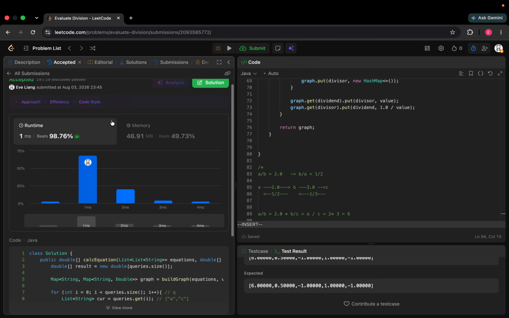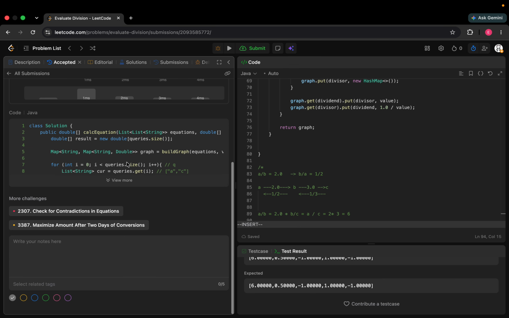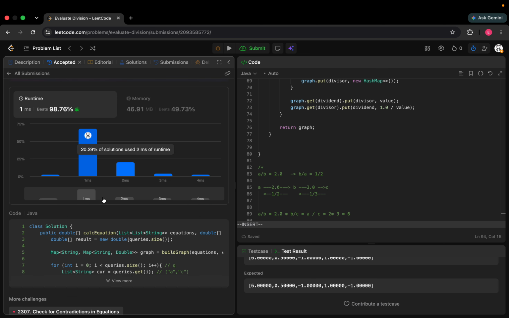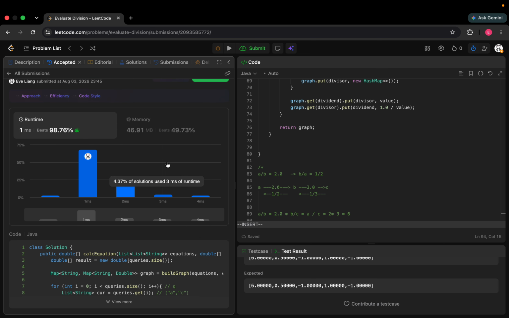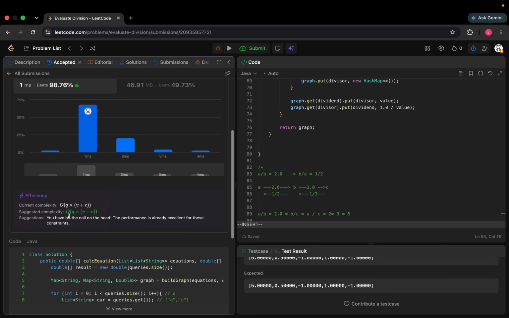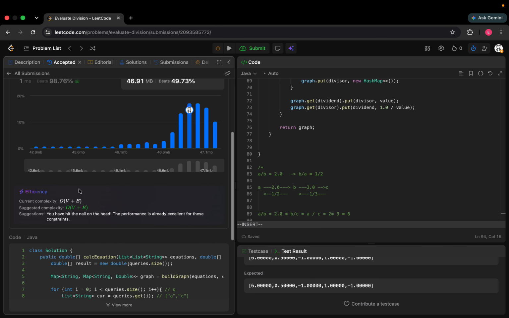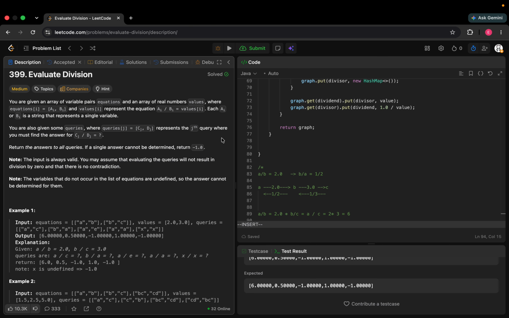Where does the time come? Why is this so slow? You can see, yeah, this is the time complexity. Therefore, here is the space complexity. Yep, thank you.